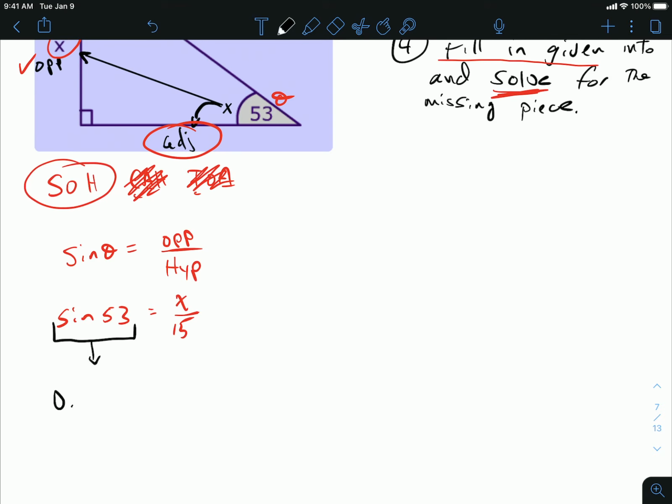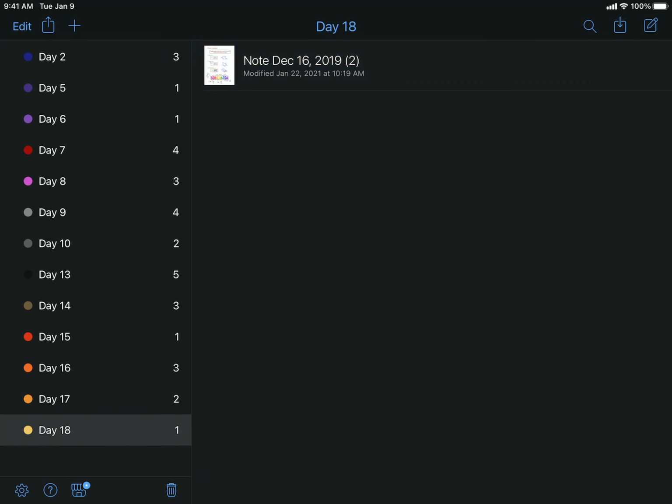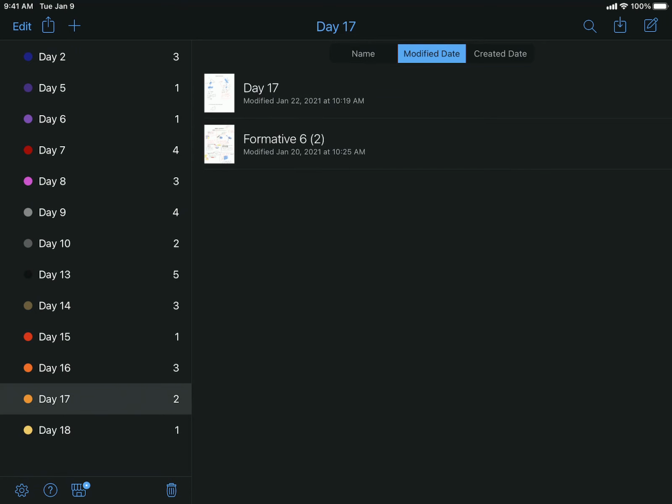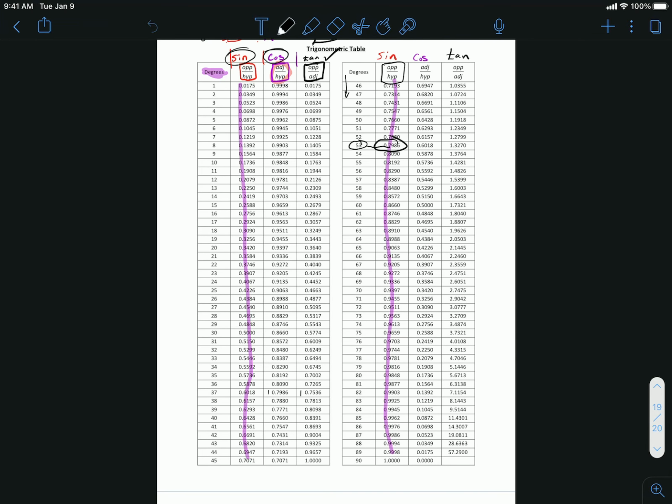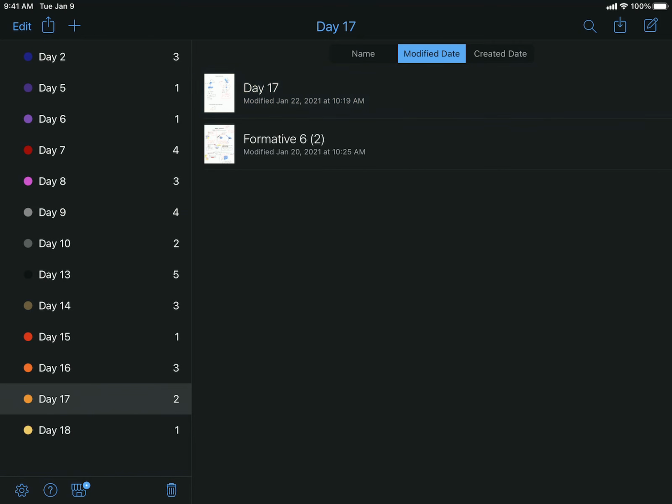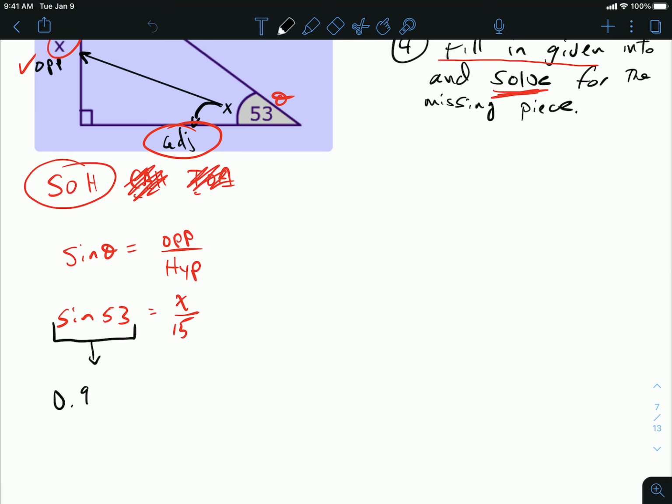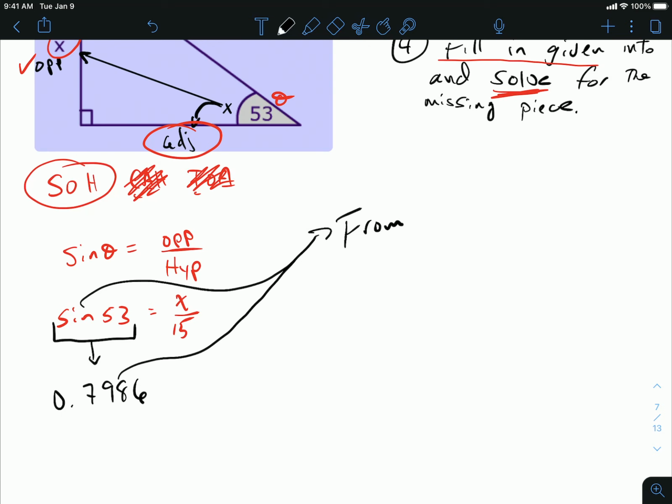Sine 53, oh, I forgot the number. That's frustrating. I got to think about something else and I forgot the number. 0.7986. Okay, this comes from the table. I want to make a note on this. And that's equal to x over 15.